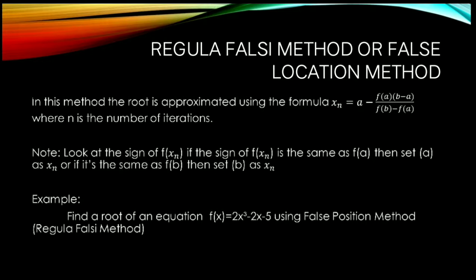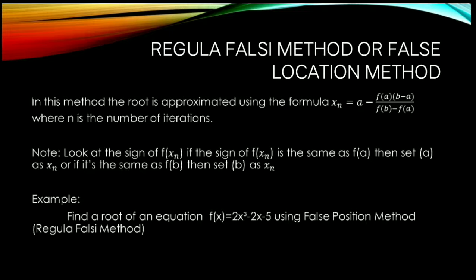In this method, the root is approximated using this formula, wherein n is the number of iterations. Note, look at the sign of f(xn). If the sign of f(xn) is the same as f(a), then set a as xn, or if it's the same as f(b), then set b as xn.